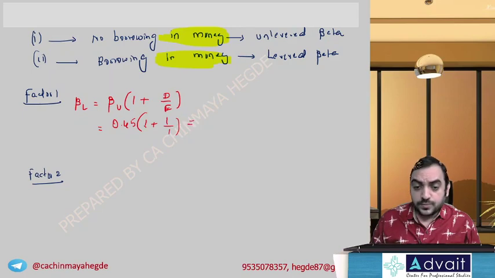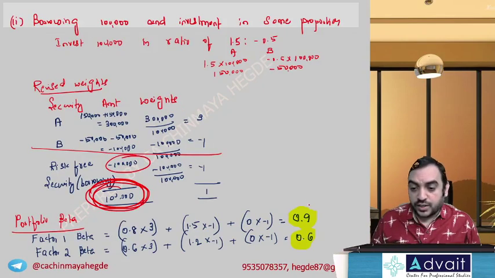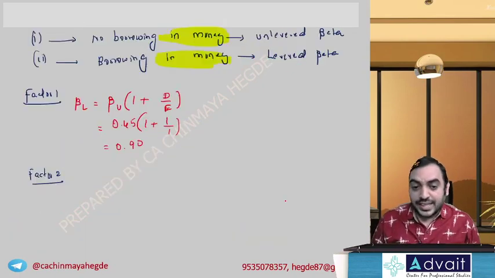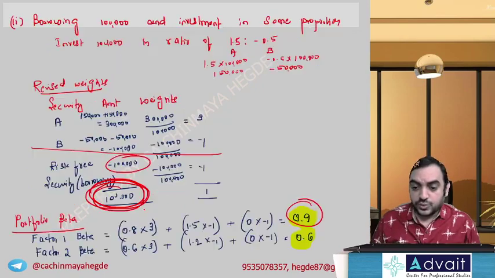So what do you get? 0.45 into 1 plus 1, that is 2. So 0.45 into 2 becomes 0.90. I think that's what we got here, 0.9. Second case, how do you write levered beta for factor 2? It was 0.3 earlier, into 1 plus 1/1. The debt equity ratio is the same, 1:1. So here you get 0.60. That's what you got here, 0.6.